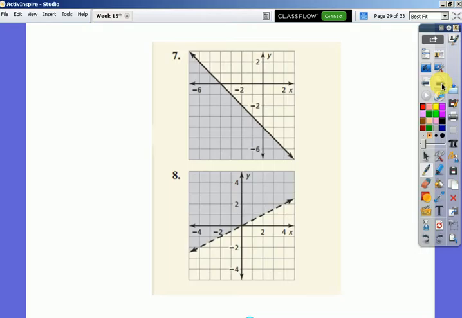Do you have any questions about that? Okay. So, somebody had a question on number 8. Going back to that problem, it was y is greater than 1/2 x.